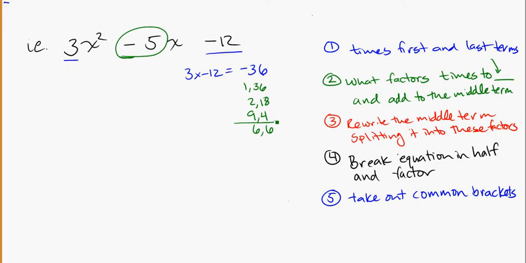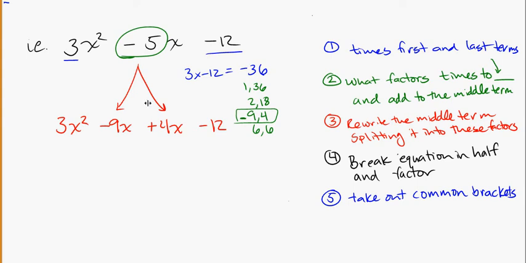So I'm looking at these, and I notice that 9 and 4 will give me a difference of 5. I just need to figure out, is the negative going to be the 9 or the negative going to be the 4? And in this case, the negative is the middle term and the end term, so my bigger number will be negative. So I'm going to use negative 9 and positive 4. So, to my third step, splitting out that middle term, instead of writing it as negative 5x, I'm going to write it as negative 9x plus 4x minus 12. And at the front, we still have a 3x squared.